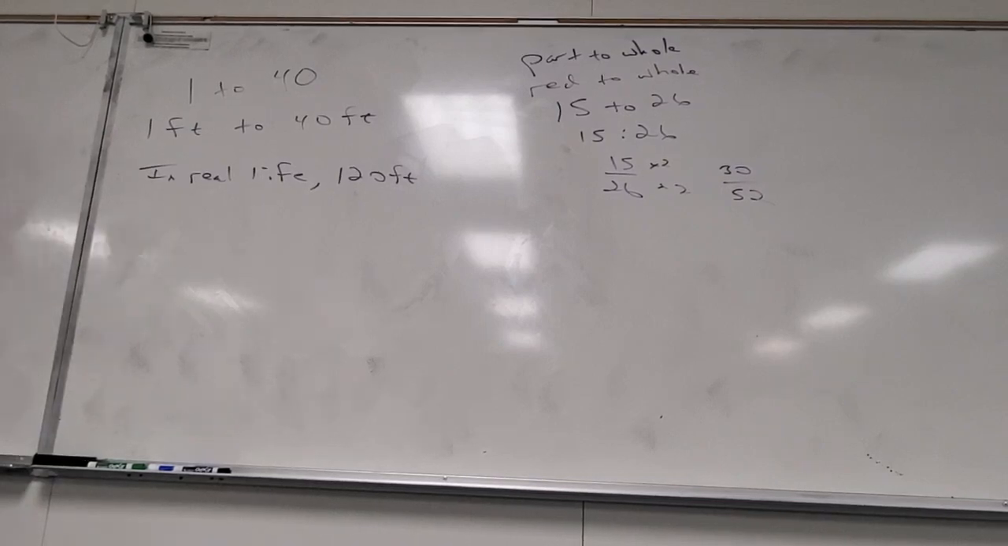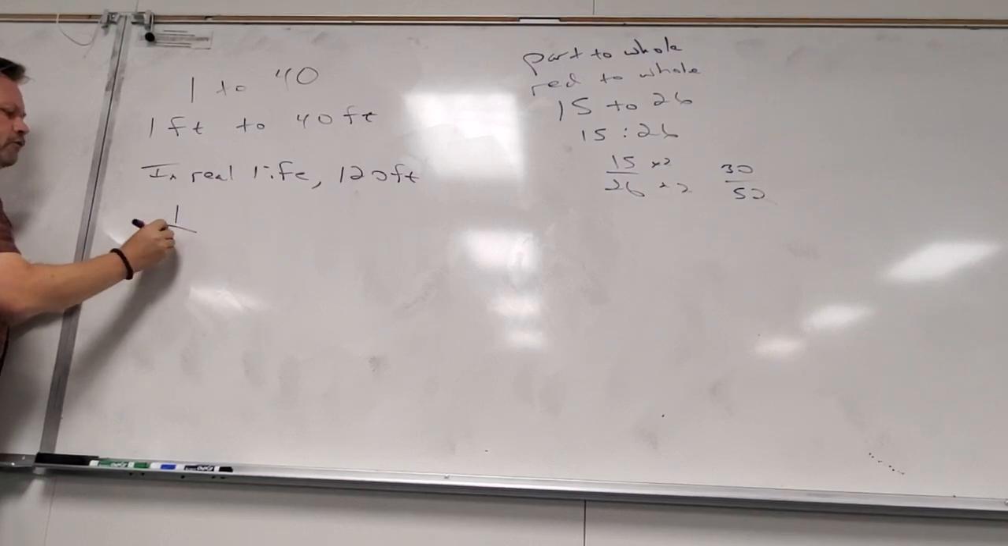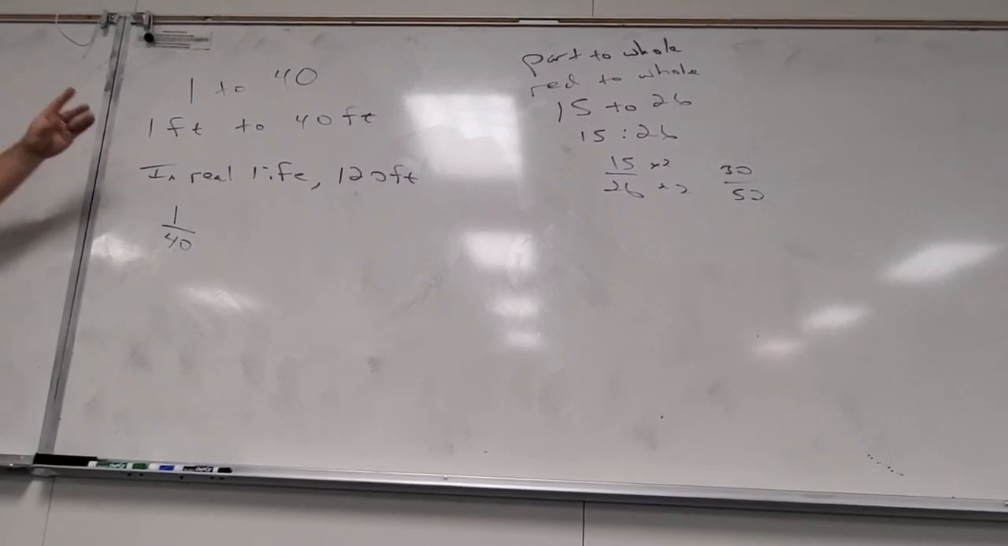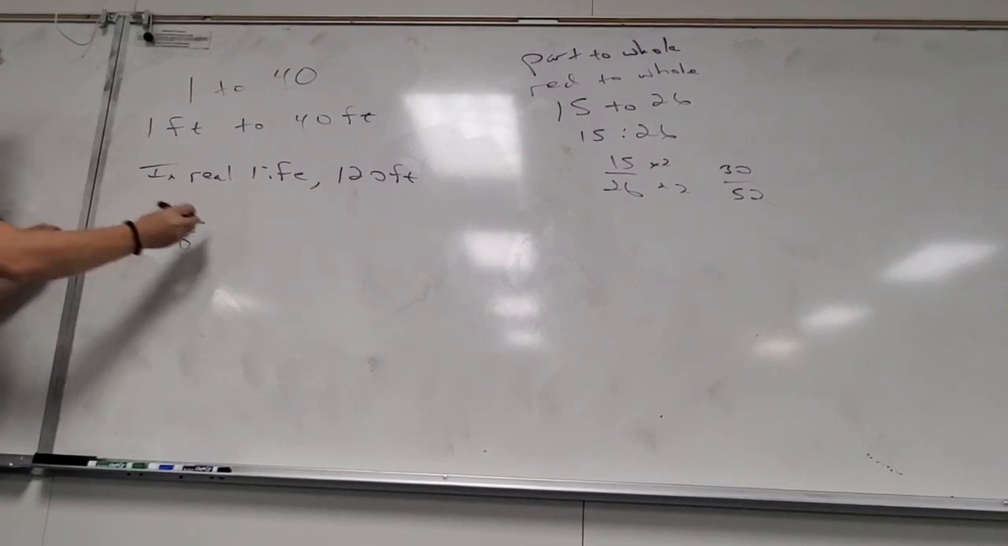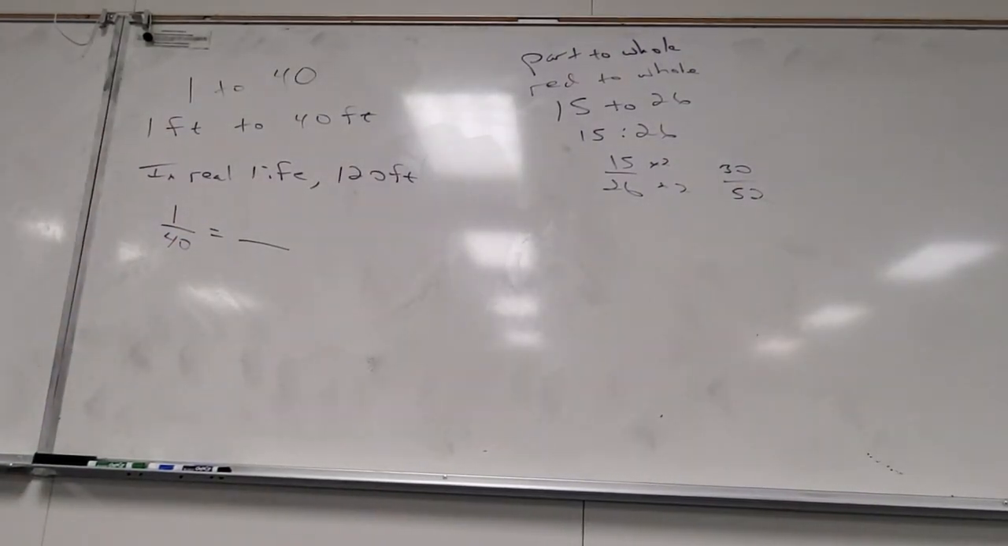Well, let's see. All right. Everything in the model has to be 1 to 40. You guys agree with me? Everything in the model, for every 40 feet in real life, it's got to be 1 foot in the model. That's got to be true, period. So if in real life something is 120 feet, where should that go in the ratio? Where should it go, top and bottom?